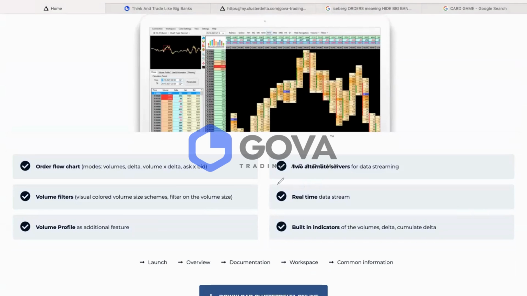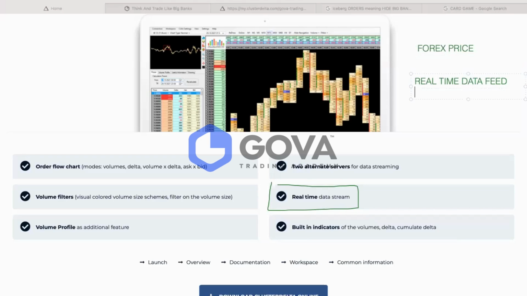Now you can see Clusterdelta also uses real-time price. Now, guys, this is not a futures price. Clusterdelta uses what? Futures price, real futures price. So Clusterdelta usually uses a real-time futures data feed that is provided directly by an international exchange.